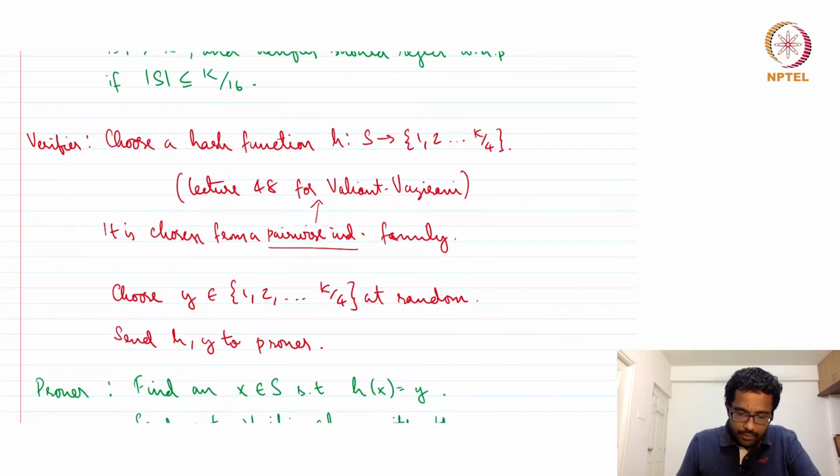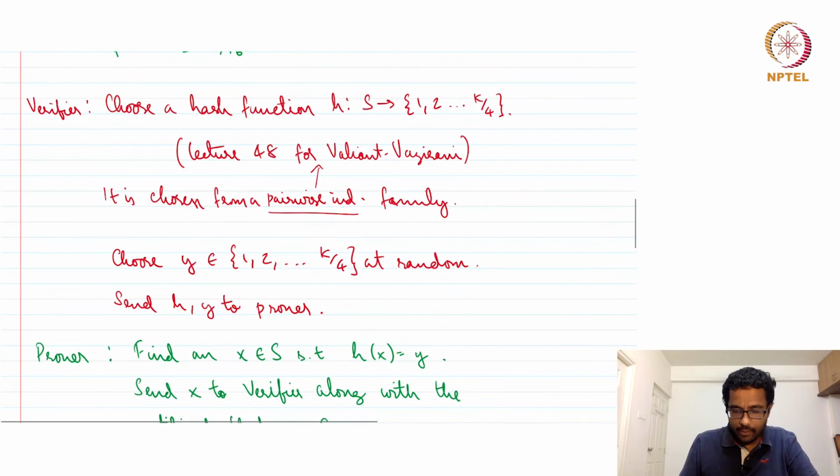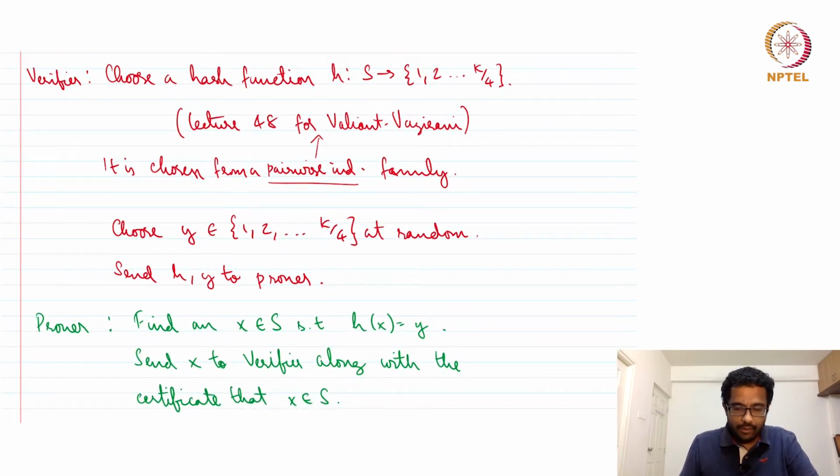So the verifier chooses a hash function from this pairwise independent hash family, and then it chooses a y from the set 1, 2, 3 up to k by 4, so basically from the range of the hash function, and the verifier sends h and y to the prover. Notice that the verifier only chooses the hash function and the number y, both random choices, and these are just being sent to the prover. So it's sending the entire randomness, right? Again, this is what we want in a public coin protocol.